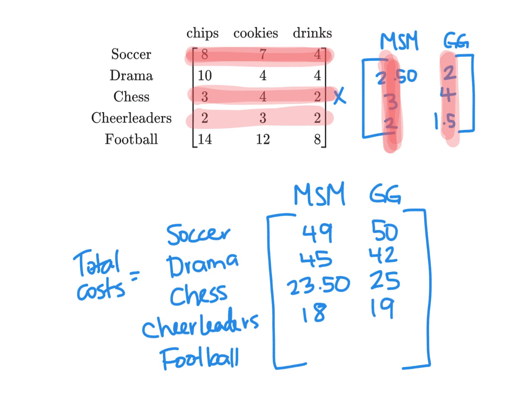Okay, and then we're going to do football, the football team. So we've got their row, and we're going to multiply it by each of these cost columns. So 14 times $2.50 plus 12 times 3 plus 8 times 2. So for the football team at Main Street Market, it's going to be $87. And then let's say we go to Grandpa's Grocery, so it's 14 times $2, and then 12 times $4, and 8 times $1.50, and that is a total of $88.